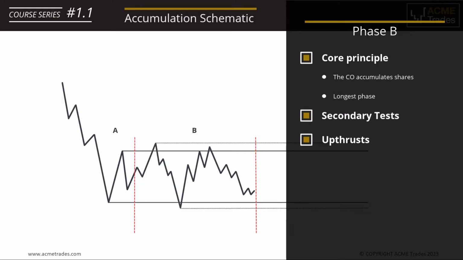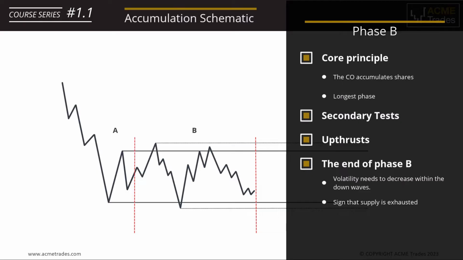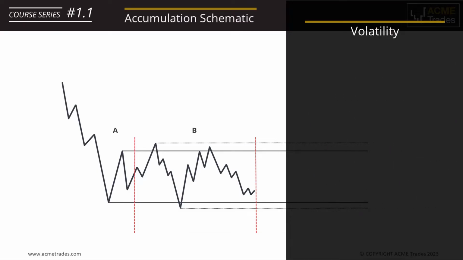But most importantly, towards the end of phase B, we need to see volatility decrease within the waves, the swings within the accumulation trading range. This tells us that supply is exhausted and or has been absorbed, ergo a lack of supply. What do I mean by volatility? We want to see the downswings show a lack of volatility.